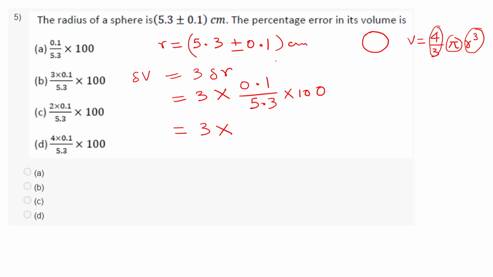So this will give 3 times 100 divided by 53. Okay, so the final answer I'll get is... Oh, I don't have to calculate, it seems. I have to just keep it as it is. 3 times 0.1, we don't even need to calculate, we just have to keep it like this. So our answer will be B. Answer B is correct. We don't need to calculate.